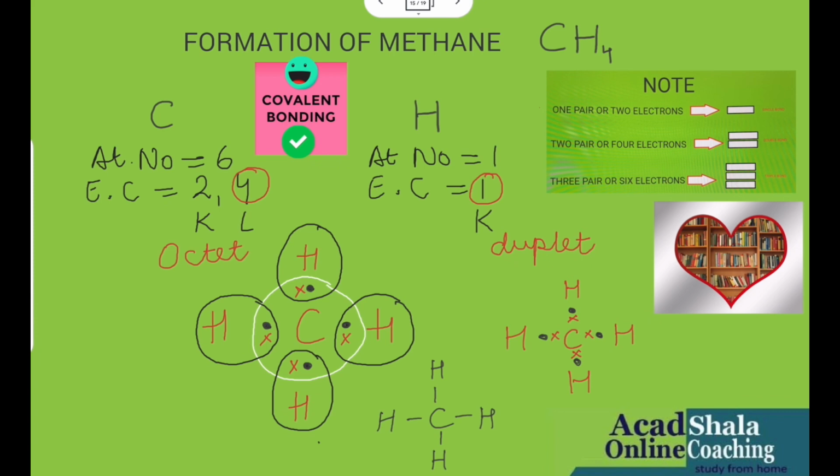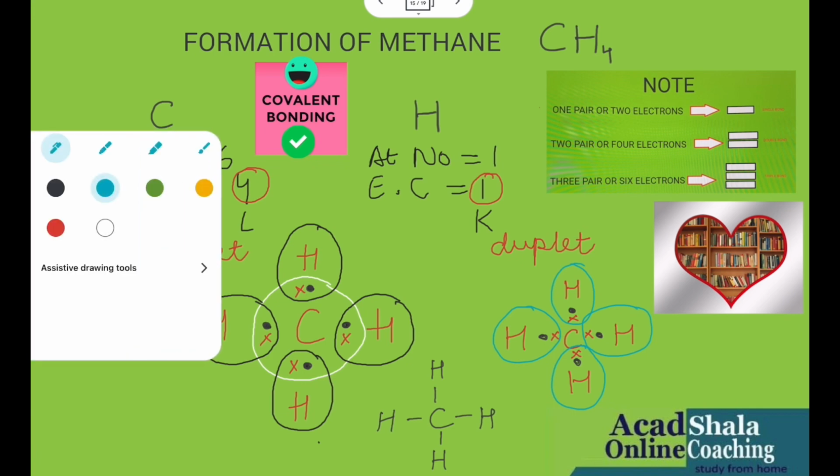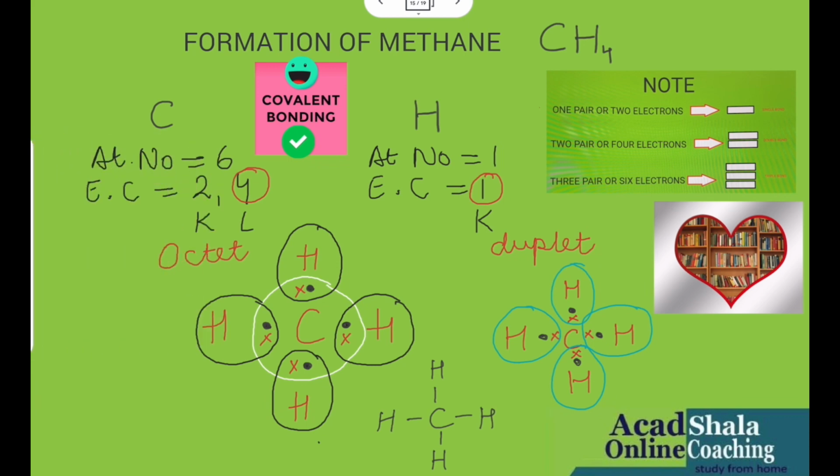More than enough. So now what happens? They will again check. This hydrogen says, let me check whether I have attained my duplet, that is stable gas configuration. Each hydrogen says, let me check. And after this, carbon says, let me also check.